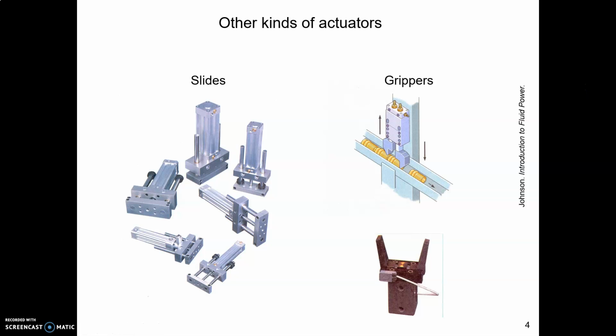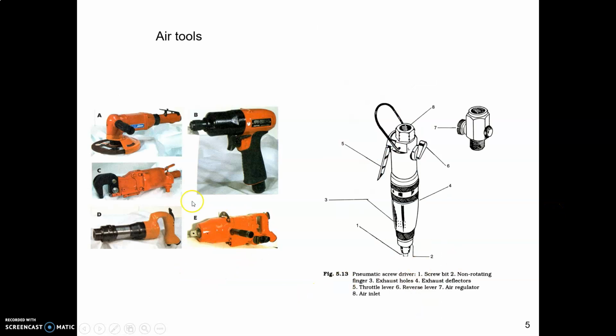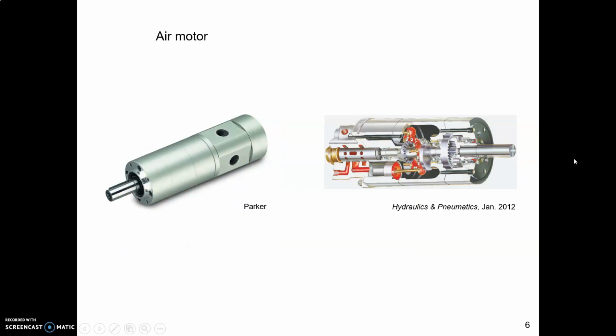In pneumatics you find a bunch of other kinds of actuators besides cylinders. Pneumatics are used in a lot of manufacturing settings, so you might see slides that move things back and forth. You might see grippers that pick up a product. You see various compressed air tools, wrenches, and so forth. And there are pneumatic motors, just like there are hydraulic motors.